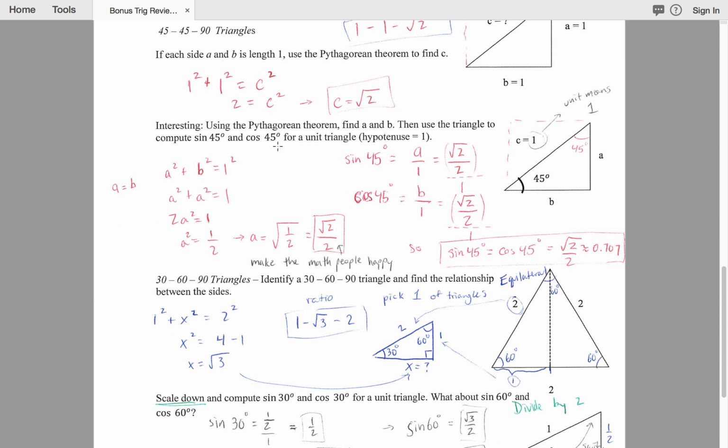Anyway, to do this one, to find out what A and B are, since they're the same, we can use the Pythagorean theorem. So we have A squared, whatever that is, plus B squared, whatever that is, equals 1. So when we work through this, we end up realizing that A and B are the same number. So A squared plus B squared equals 1. We have 2A squared equals 1. Solve this for A. That tells us A is square root of a half.